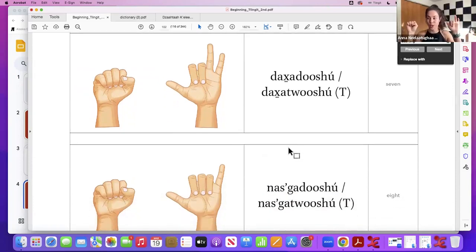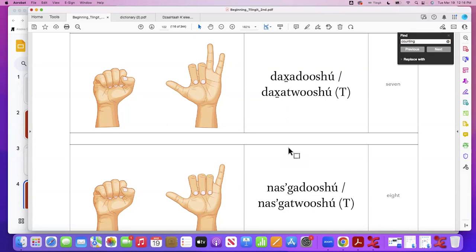Dacha de chou. Dagoen. Naga de chou. Natska de chou. Naska de chou. And then pretty similar, the Teslin variation. Natska de chou. Naska de chou.